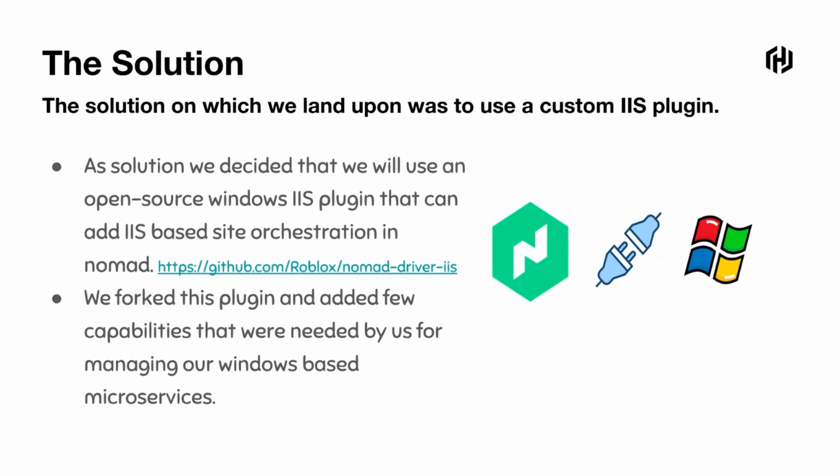Nomad supports creating any kind of custom plugin and integrating it with the Nomad system. Once you integrate it, you can leverage the Nomad functionalities with those plugins. So this is what we wanted to do. We took this open source Windows IIS plugin, customized it, and integrated it with the Nomad system so that we could leverage it. After that, whatever .NET based applications we had, we were able to manage very easily using the Nomad platform.